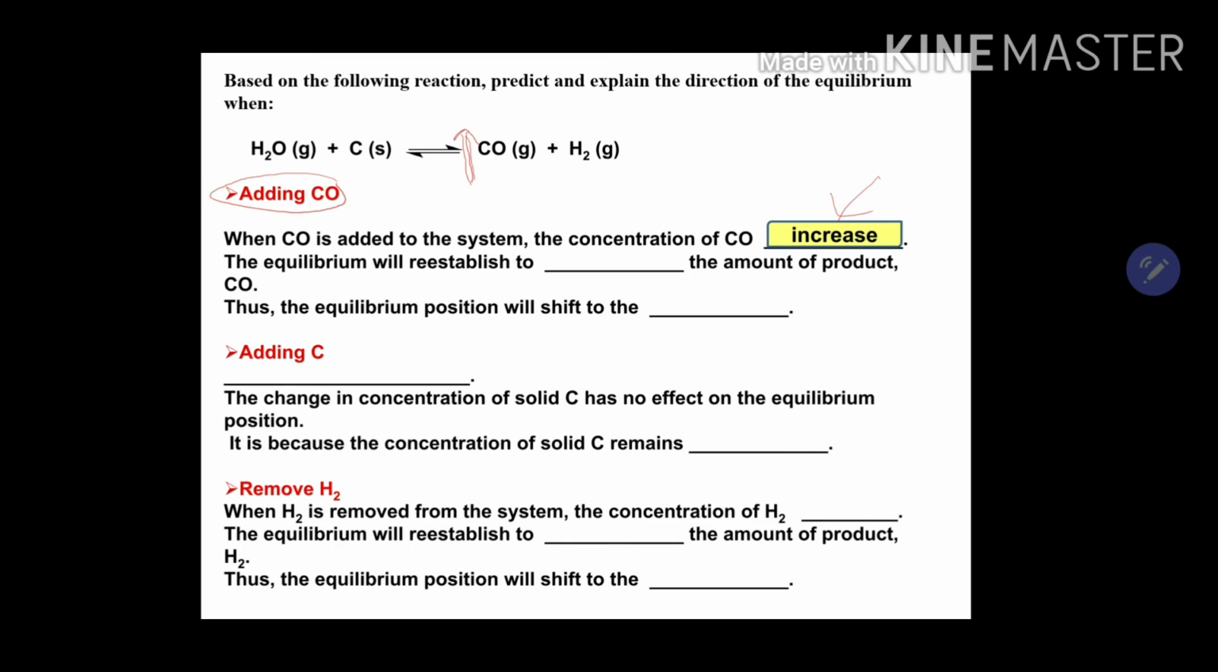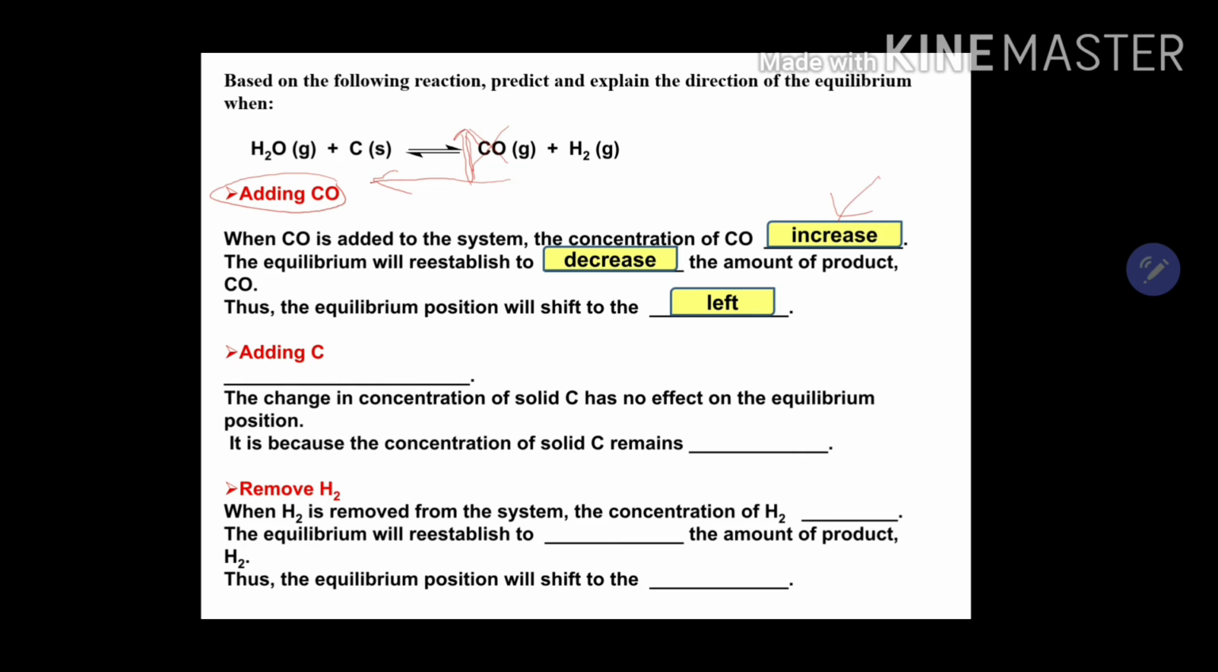So the reaction, of course, will be re-established to decrease the amount of product CO, to reduce the disturbance. Thus, the equilibrium position will shift to the left. Okay, it will shift to the left. Why? Because the system will consume CO. So when it consumes CO to produce reactant, of course the amount of CO will be decreased.